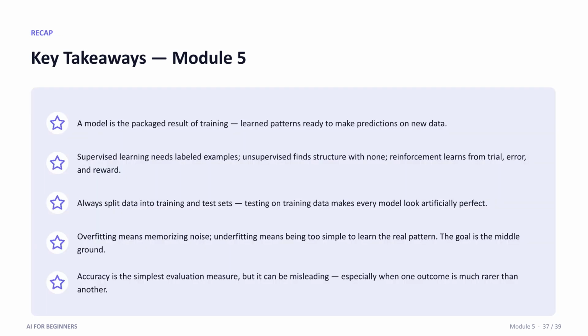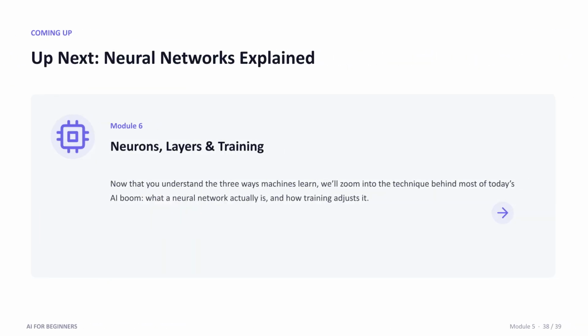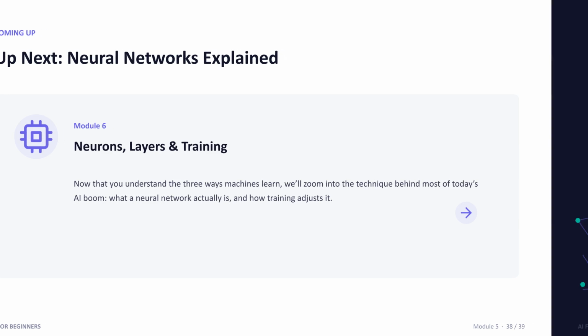To recap our journey, a model is a trained tool ready for inference. We use supervised learning for labeled mapping, unsupervised for finding structure in raw data, and reinforcement learning for trial and error optimization. Always split your data to avoid memorization, and look beyond basic accuracy to judge a model's true effectiveness. You have now mastered the fundamental ways machines learn. In our next module, we will go one step deeper to explore the technique behind most of today's AI advancements: the neural network. We'll look at how neurons and layers work together to process information.